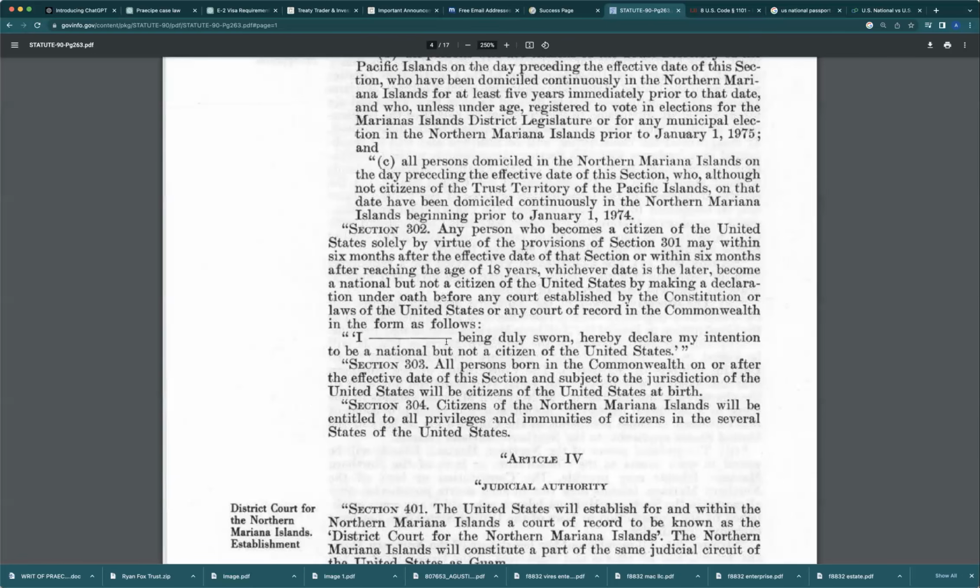I, such and such, Tarzan, Jane Doe, being duly sworn, hereby declare my intention to be a national, but not a citizen of the United States. This is in parentheses. You can either say this in front of them, but it's best to have it written down. Why? So that it can be recorded in any court of record.